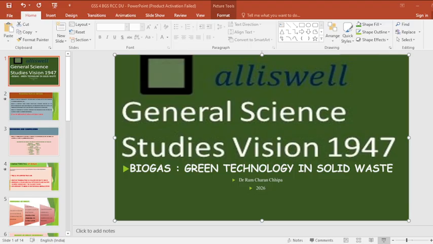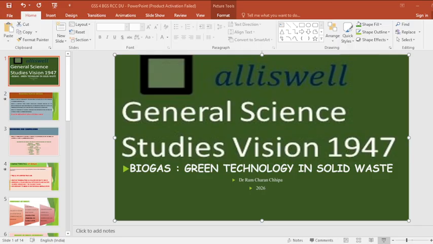Biogas is also produced because of bacteria, which are responsible for biodegradation of organic matter, and the condition is anaerobic. It can be used both in rural and urban areas.